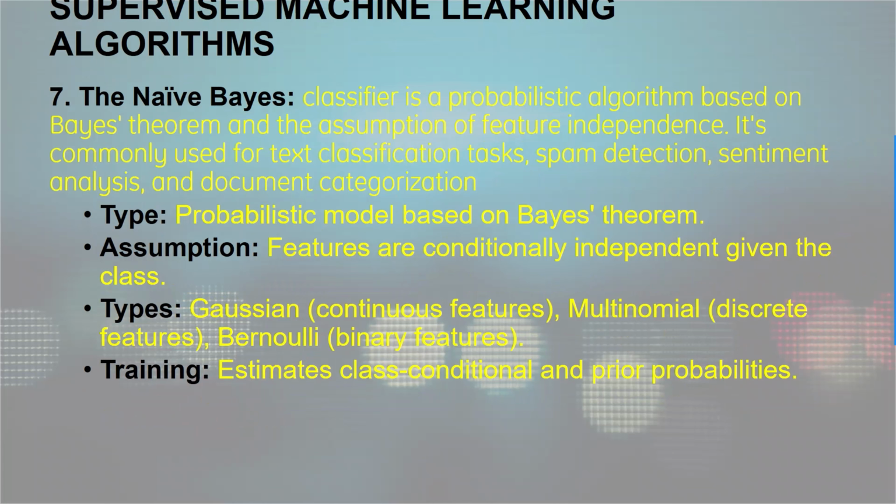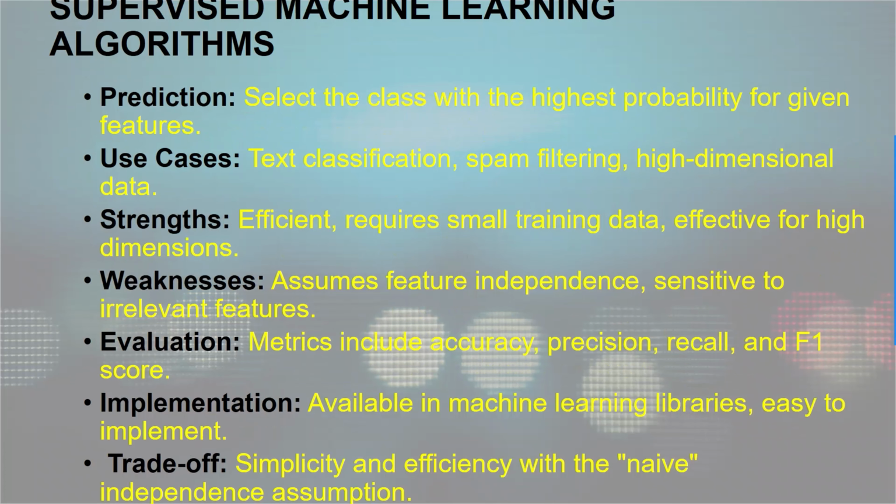We have some of the types here as Gaussian, which is for continuous features, then multinomial for discrete features, and Bernoulli for binary features. Training estimates class conditional and prior probabilities. Next, we have the supervised machine learning algorithm, with the prediction of Naive Bayes: select the class with the highest probability given the features.